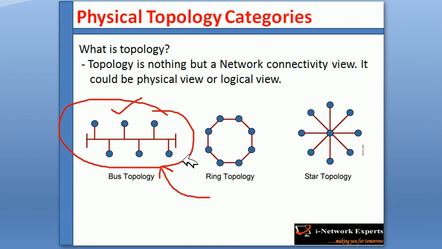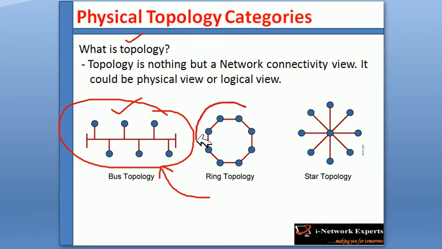A logical topology will have a logical connectivity. Some physical connectivity may be hidden in it, but a physical topology is basically the physical connectivity view. We are connecting devices using physical cables and wires, okay. So that is called the topology. Topology is nothing but a network connectivity view. We are connecting a computer to a switch, a switch to a router, okay. So this connectivity view is called topology. Topology could be logical and physical, okay.